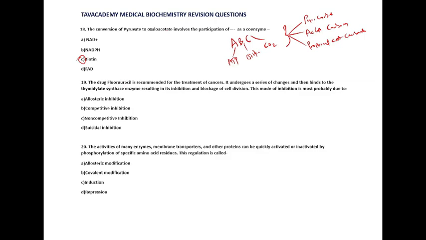Question 19. The drug fluorouracil is recommended for treatment of cancers. It involves a series of changes and then binds to the thymidylate synthase enzyme, resulting in inhibition and blockage of cell division. The mode of inhibition is still through suicide inhibition. Question 20. The activities of many enzymes, membrane transporters, and other proteins can be quickly activated or inactivated by phosphorylation of specific amino acid residues. This regulation is called covalent modification. So this is an end to paper 1, Enzymology review.